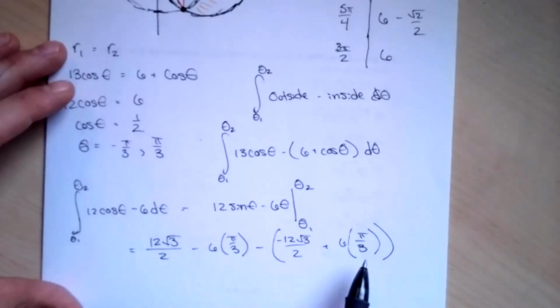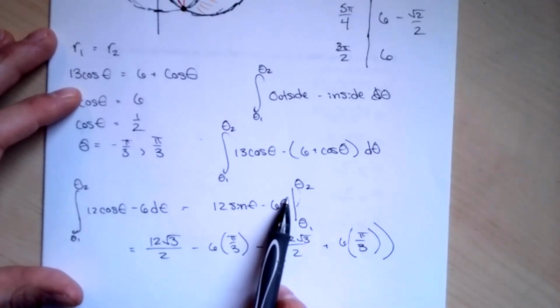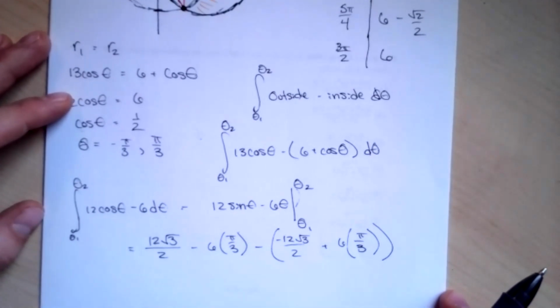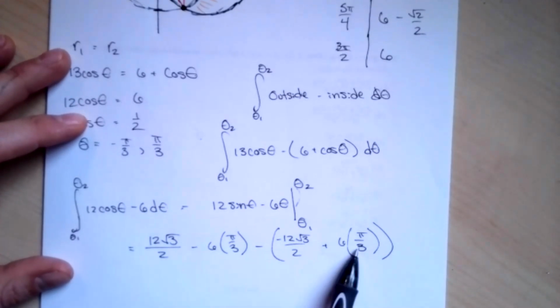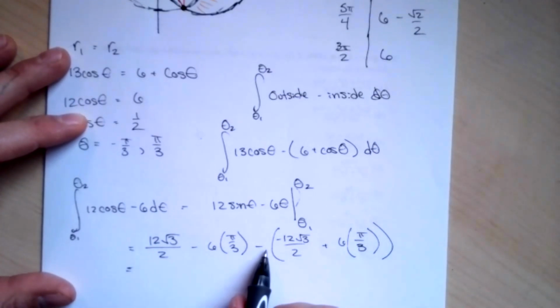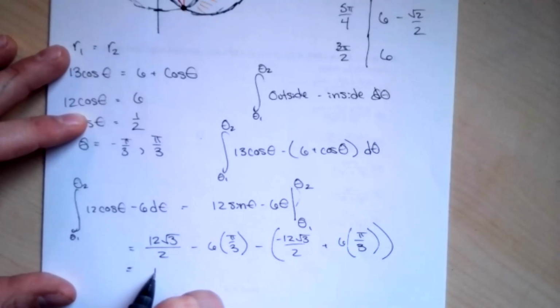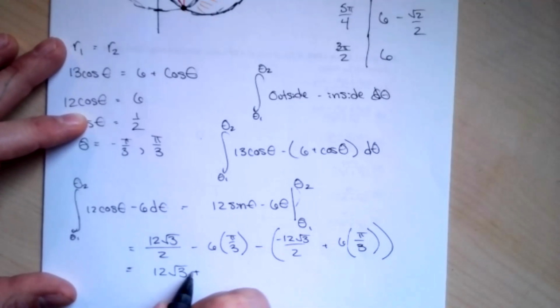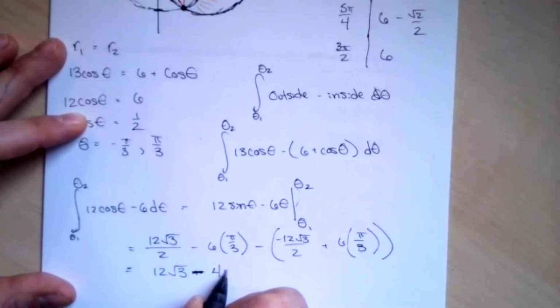And then, what are we left with? I think the 6's cancel off, yeah? Oh no, they double. All the terms double. So we've got 6 root 3 plus another 6 root 3. So 12 root 3. And then we will have 2 pi and 2 pi. Sorry, minus 4 pi.